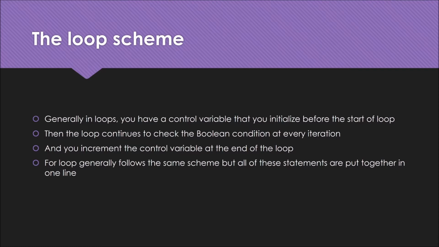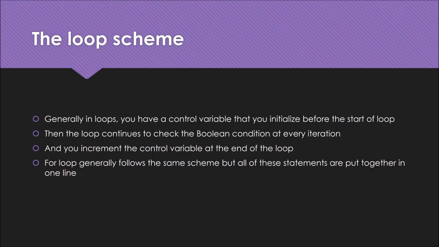So generally in loops, you have a control variable that you initialize before the start of the loop. Normally you might have seen that I always initialize the variable i. So that was a control variable, and the loop was running because of that control variable. Then the loop continues to check the boolean condition at every iteration. So there always was a boolean condition at the top. The loop always checked that condition, and it moved forward if the condition was true. And I was always incrementing the control variable, like i, at the end of the loop.